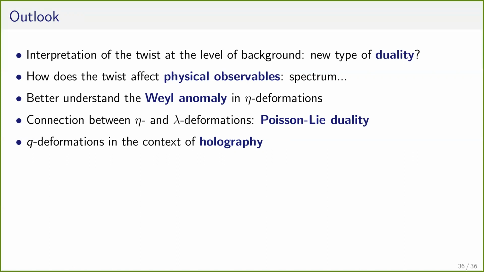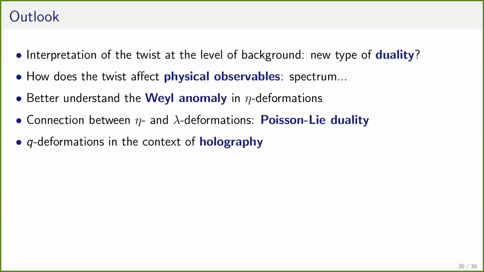And another point is the connection between eta and lambda deformations. So eta deformations have been the subject of this talk, and they are quantum deformations with this parameter Q that is real. Lambda deformations, they are also quantum deformations, but with Q being a root of unity. And these two different models are actually related by Poisson-Lie duality. And it would be interesting to see whether these different eta deformations are related to different lambda deformations or the same lambda deformation. So this is also an open question.